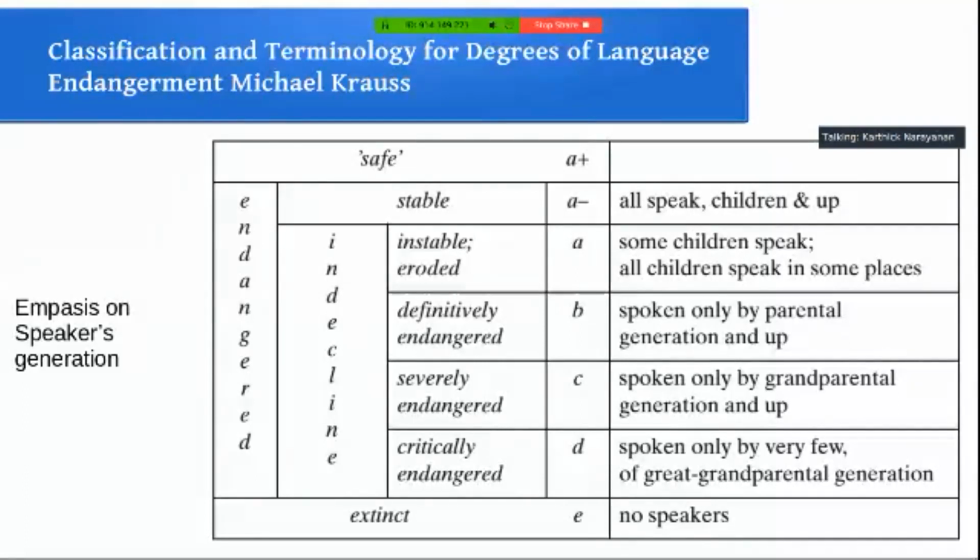He again emphasizes the speakers' generation and nothing else. So all over, we can see that his scales are again marked by the speakers' generation, not by other distinctions that are visible in endangered languages. So this is again a very common thing that you can see between Krauss and Wurm. Krauss basically just renames the levels. That's all, and that's it. He doesn't do anything else.